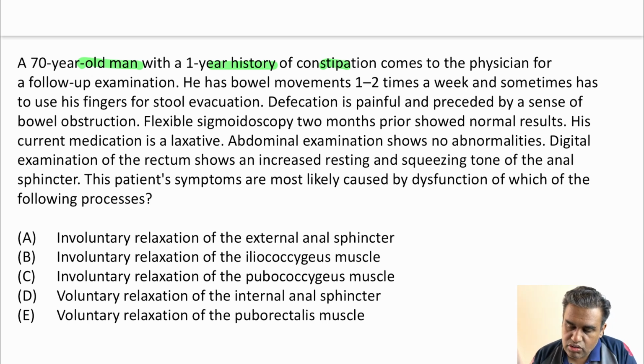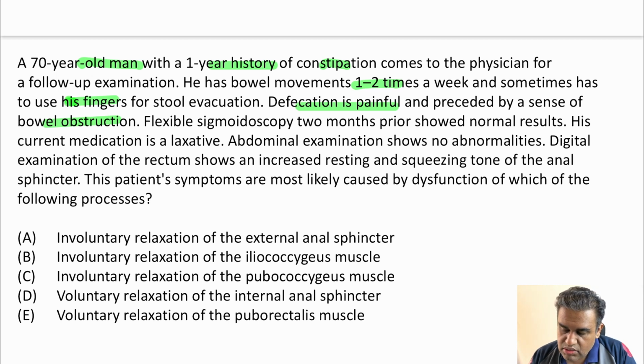He has bowel movements 1 to 2 times a week and sometimes has to use his fingers for stool evacuation. Again, there is a problem in the bowel movements. That's a very common problem in the geriatric age group, remember that. Defecation is painful and preceded by a sense of bowel obstruction. So he is only doing bowel movements 1 to 2 times a week, sometimes he has to use his fingers, and defecation is a painful process.